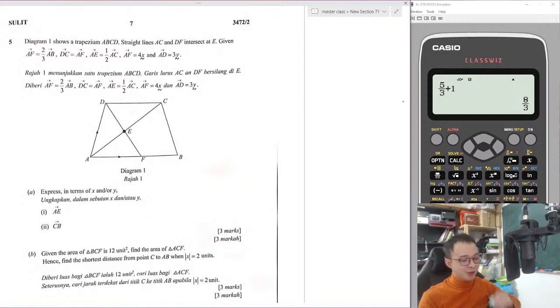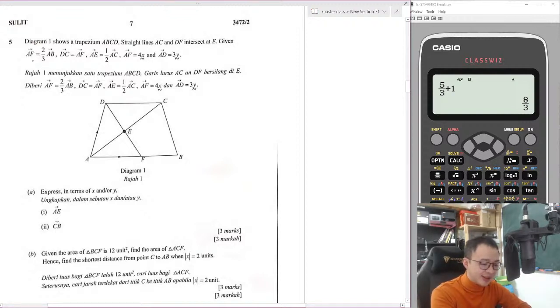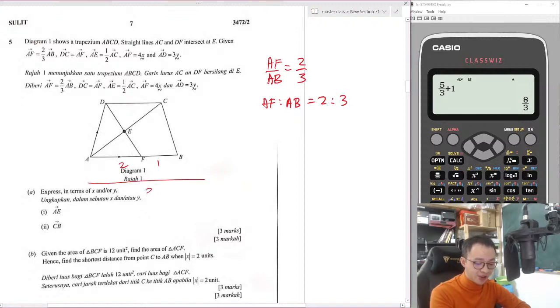Okay, so this is how I will do the vector question at the very beginning. First thing is I work out all the ratios first. Like they tell me, oh, AF is equal to 2 over 3 AB. Normally I will throw the AB into here and it becomes 2 over 3. So I know AF ratio AB is 2 ratio 3. So AF is ratio 2, AB is ratio 3, that means this is 1. Because the whole thing is 3, right? 3 minus 2, you will get 1. Okay, it's quite straightforward. And then they say DC is the same as AX. So here is ratio 2 as well.